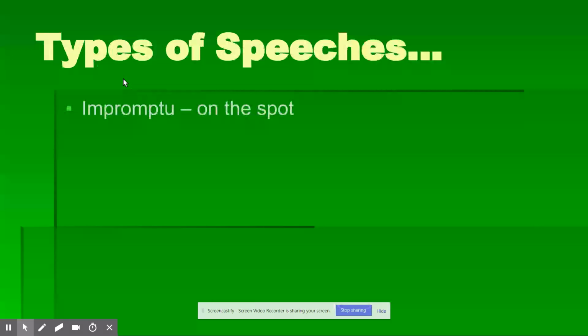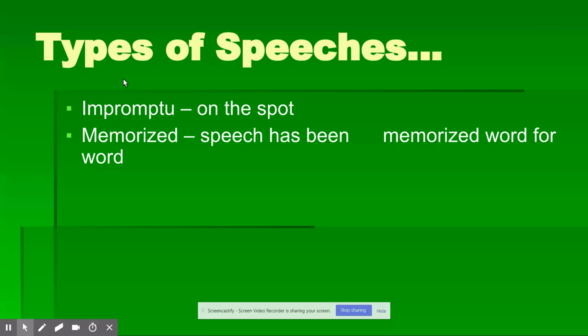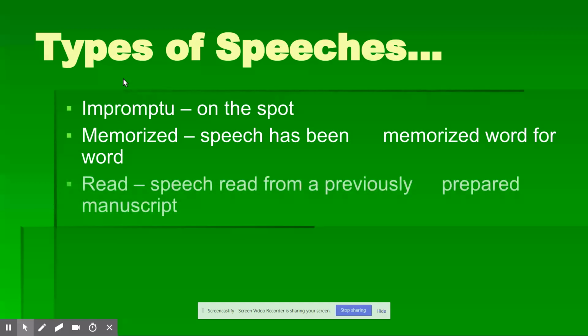So there are a couple different types of speeches. An impromptu speech is one that you just give on the spot. You don't prepare it, you don't research it, you don't even know the topic, you just show up and give it. A memorized speech is where the speech has been memorized word for word. And a read speech is where the speech has been written out word for word and then it's read from a manuscript.